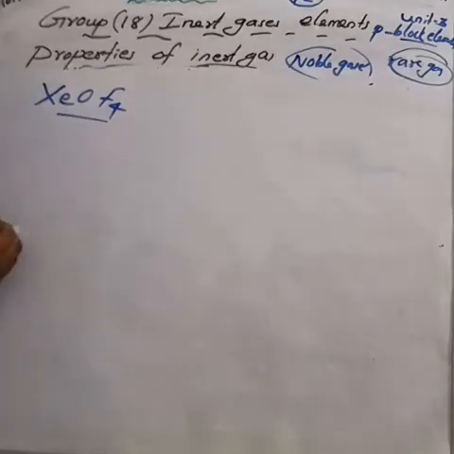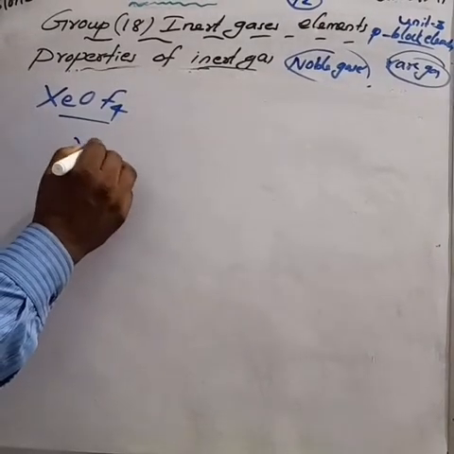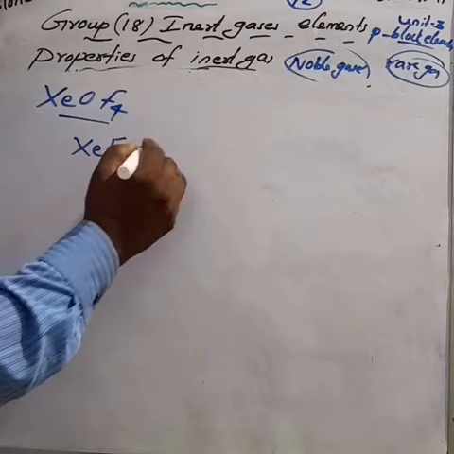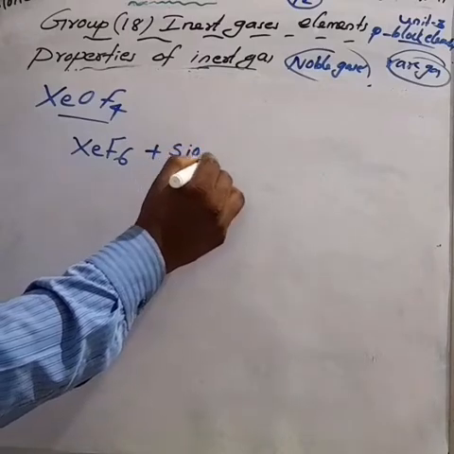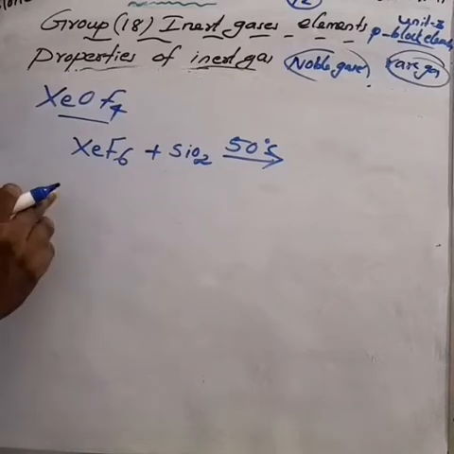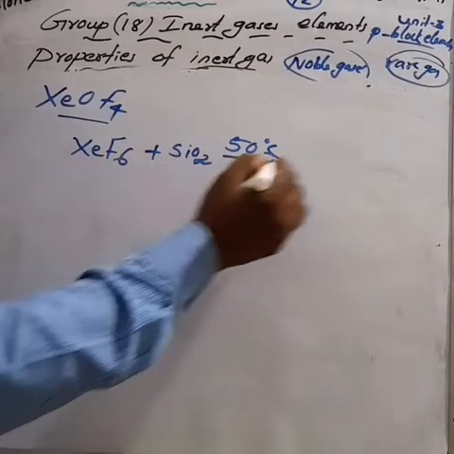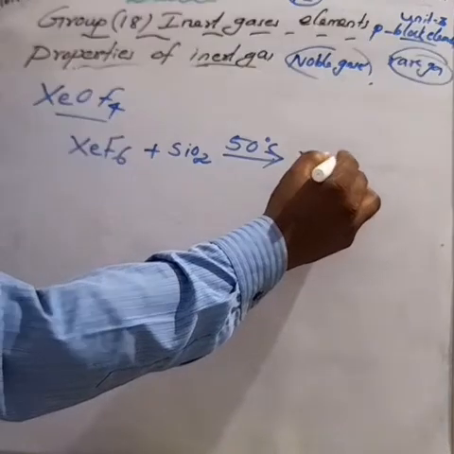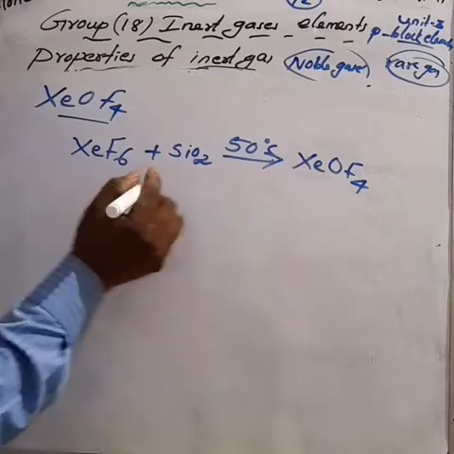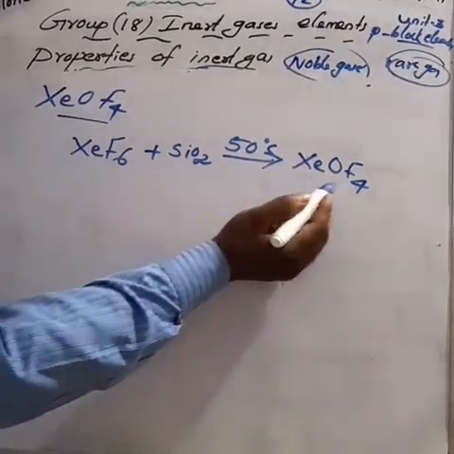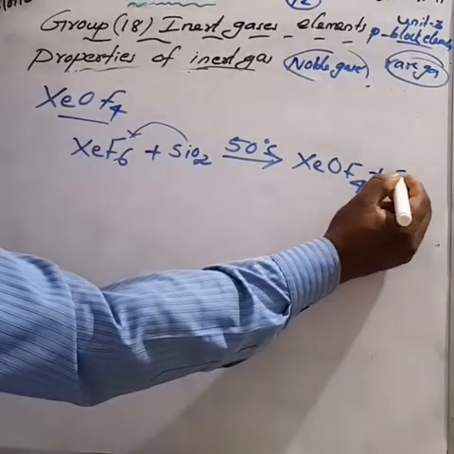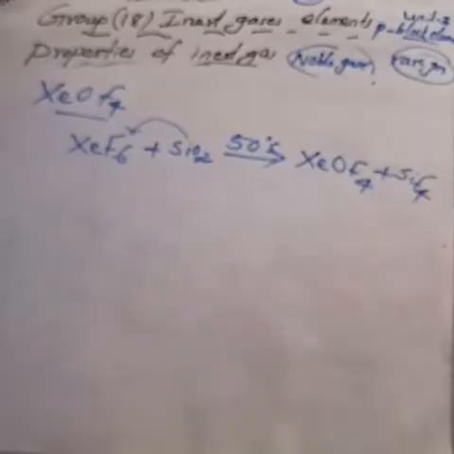By the reaction between xenon hexafluoride. What is the formula of xenon hexafluoride? XeF6 plus silica, that is SiO2. We are giving the temperature of about 50 degrees Celsius, and we get one of the products called xenon oxytetrafluoride. What is the formula here? XeOF4, that is xenon oxytetrafluoride. And also the silica combines with the fluorine, we get SiF4, silicon tetrafluoride.